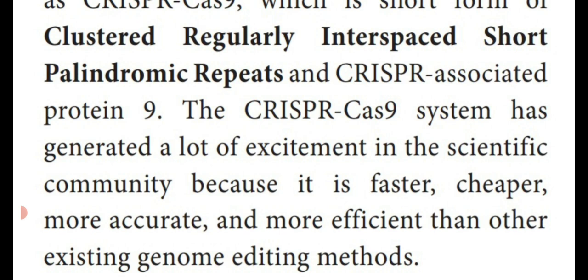Out of these, CRISPR Cas9 is the most suitable genome editing method because it gives the result in a very fast manner. The cost is very low, that is cheaper, and it gives accurate genome editing. So this is used as a more efficient method than the other methods of genome editing.